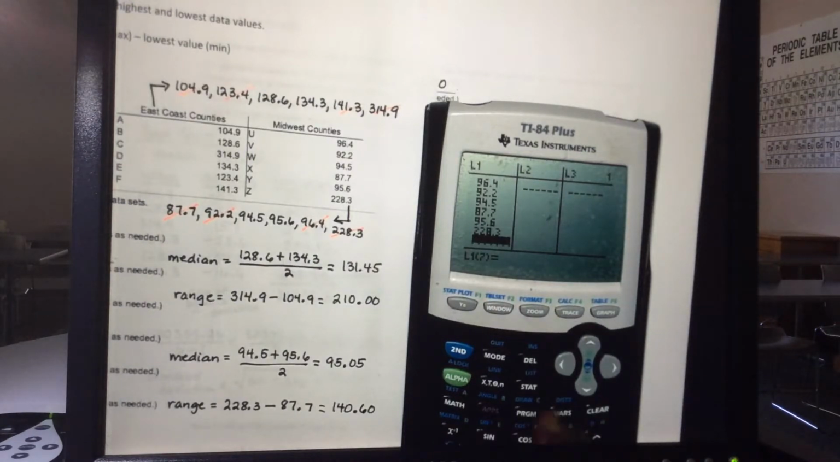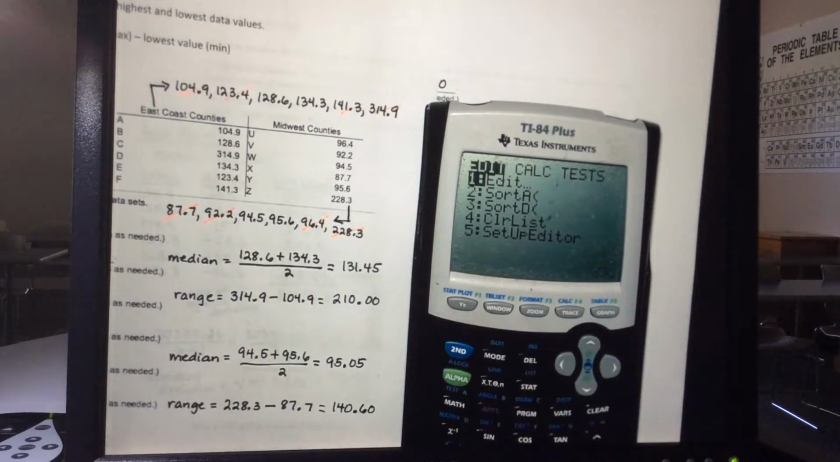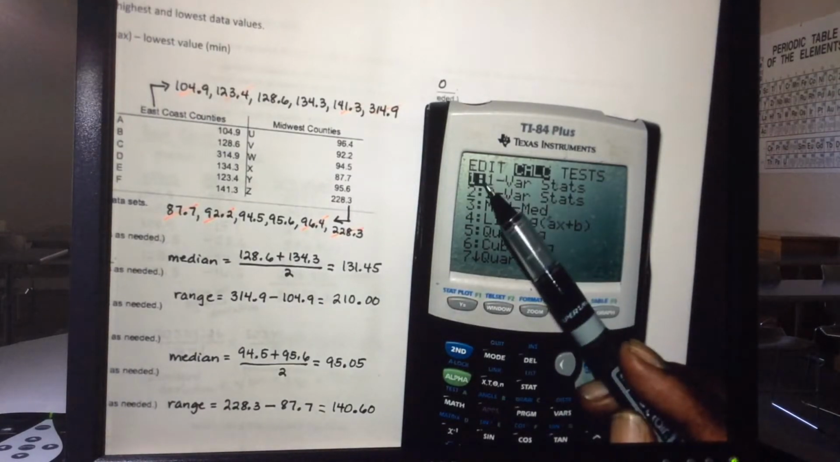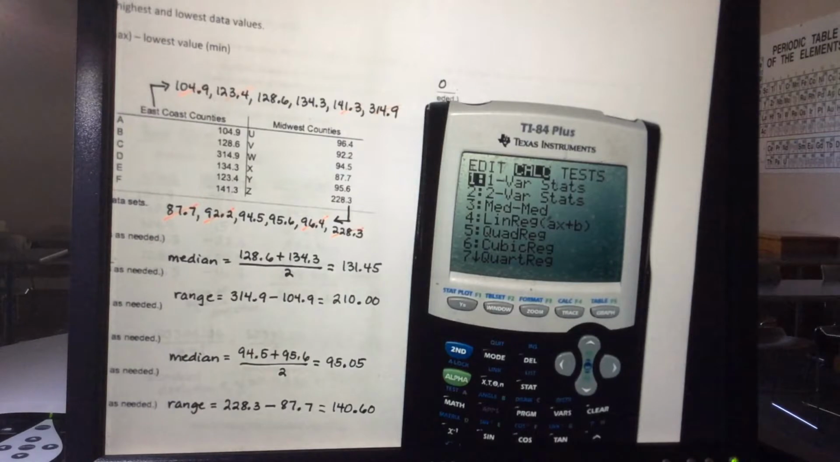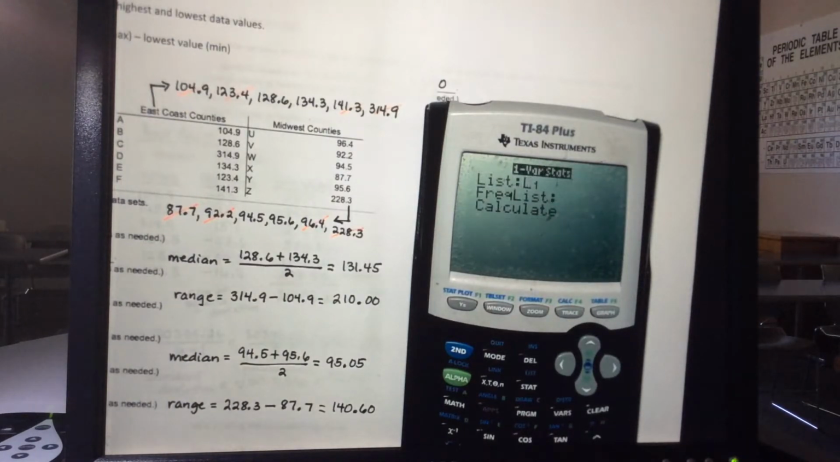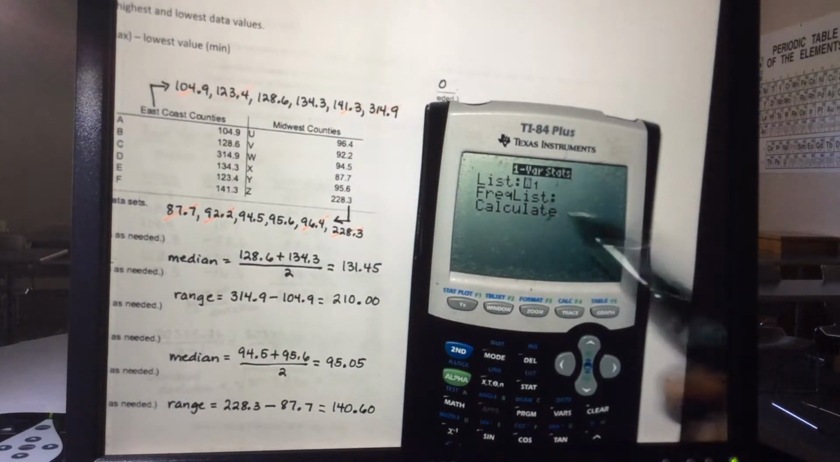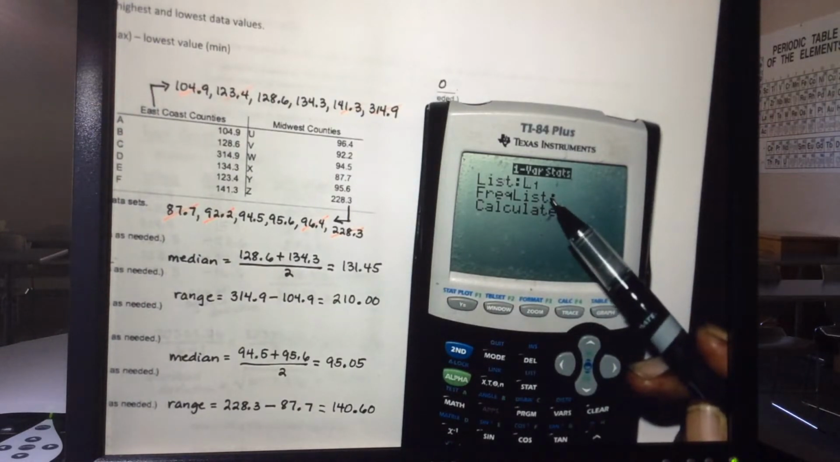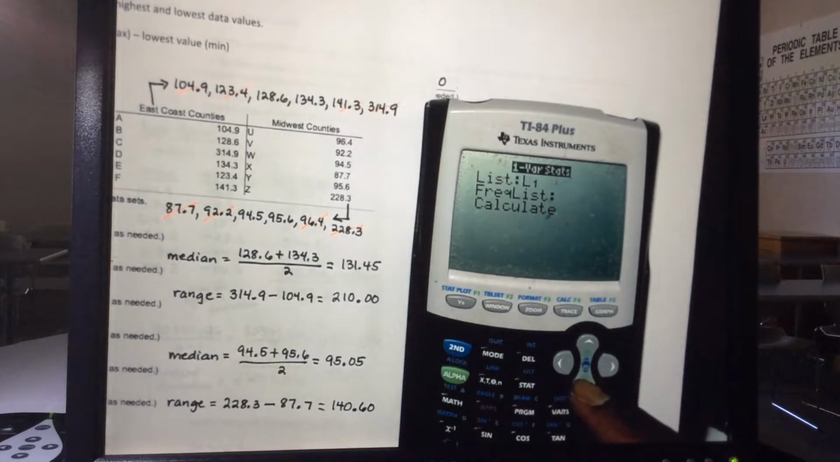And now I'm going to press the stat key. I'm going to use my right arrow key to go to the calc menu, or the calculate menu. The one I'm going to select is number 1, one variable statistics. That list will be L1 because that's where my data values are located. Don't worry about the frequency list, you just skip over that. Highlight calculate using the down arrow key and then press enter.